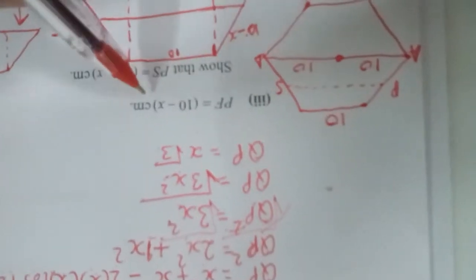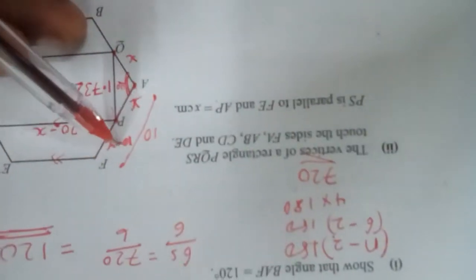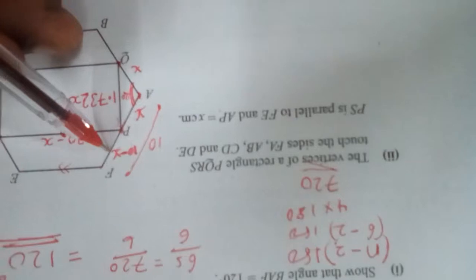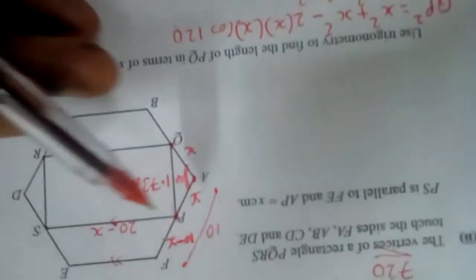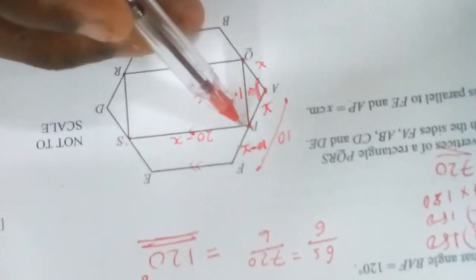Roman 3. We are told PF is equal to 10 minus x. Where is PF? P to F, we already know it is 10 minus x. Now, show that PS is 20 minus x. We were already told that this line and this line are parallel. Since this side is 10, in a regular hexagon, if the top is 10 and the bottom is 10, the diagonal in the middle will be double, giving us the total as 20.